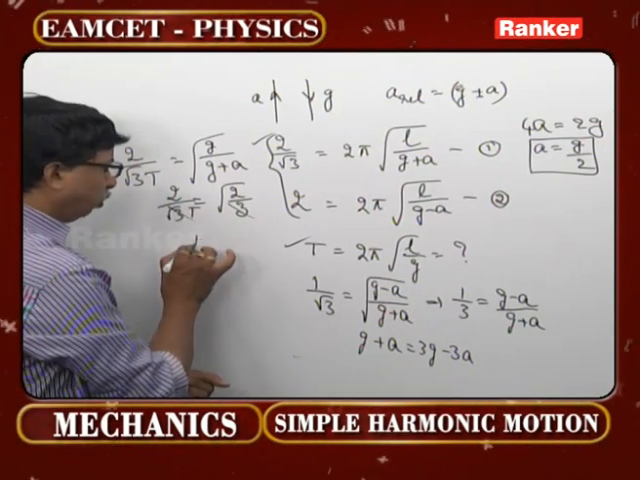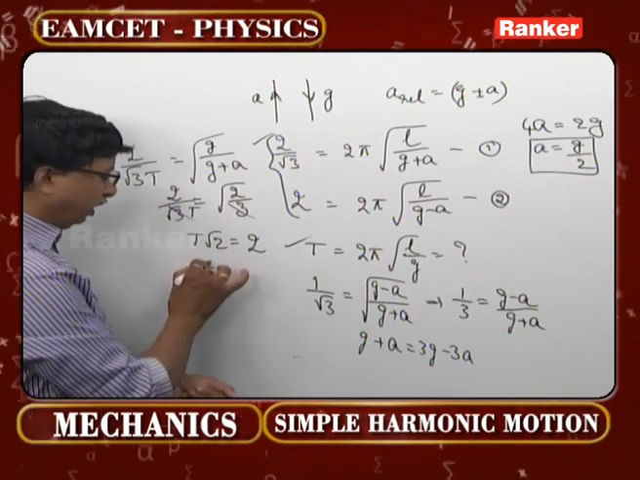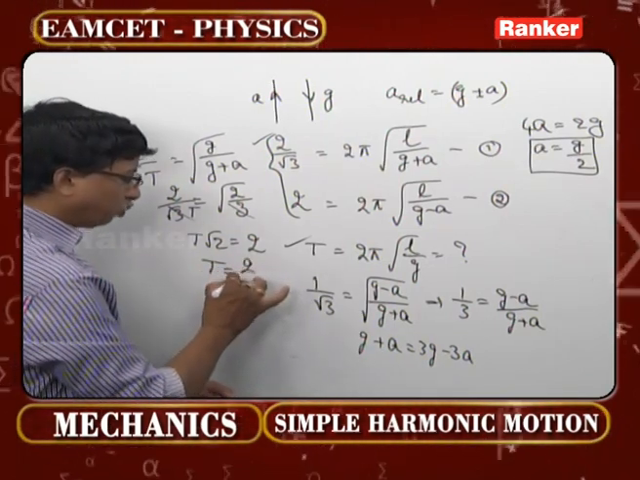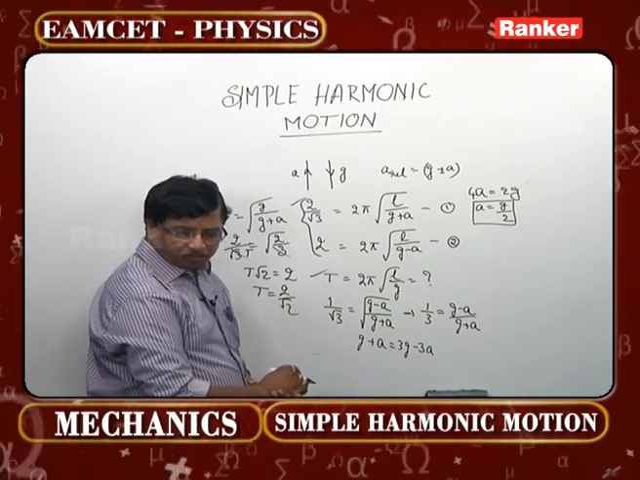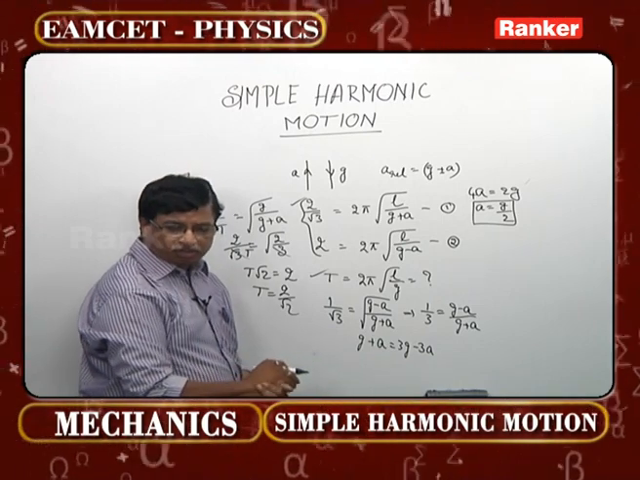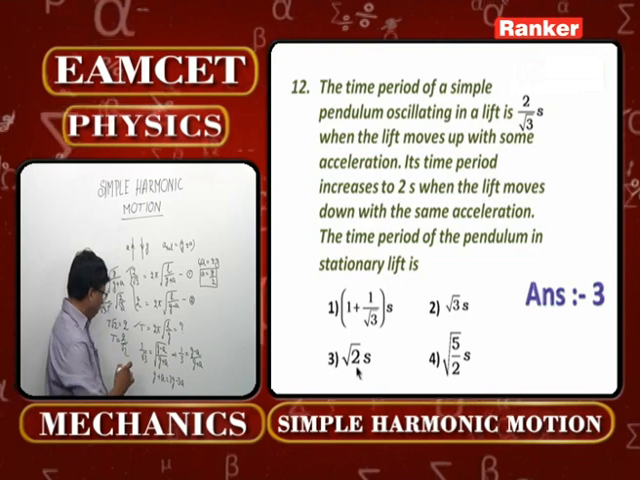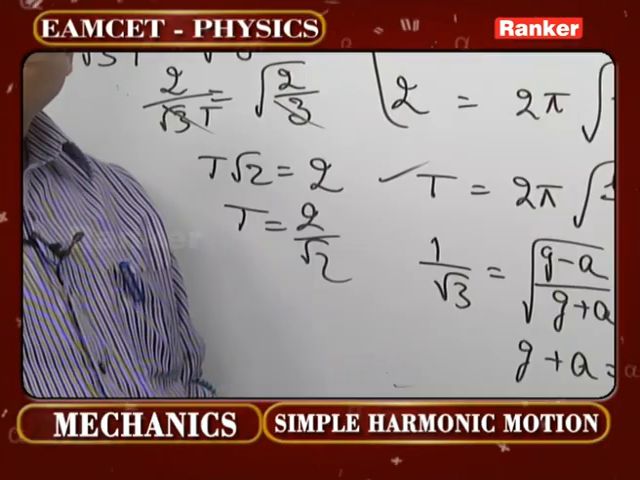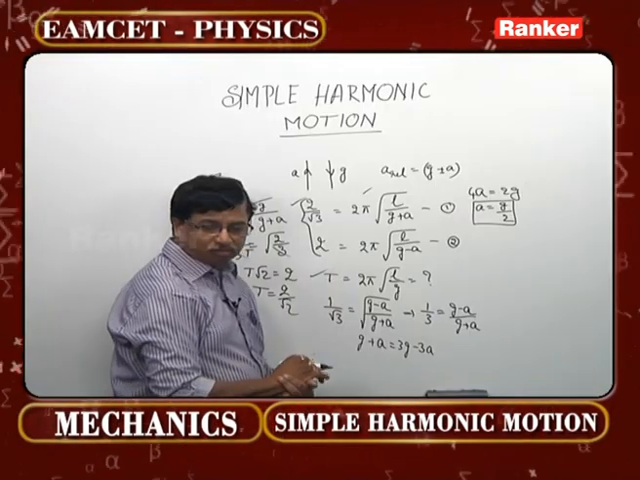Now you can directly cancel this root 3 over here. Then what is left over? T root 2 is equal to 2. Then what will be the value of T? It is 2 by root 2. What will be this 2 by root 2 value? It is definitely going to be root 2 only. That means what is the correct option there please? Third option is going to be the correct one here. So 2 by root 2 which now becomes root 2 seconds. One of the excellent model questions is this one, right?